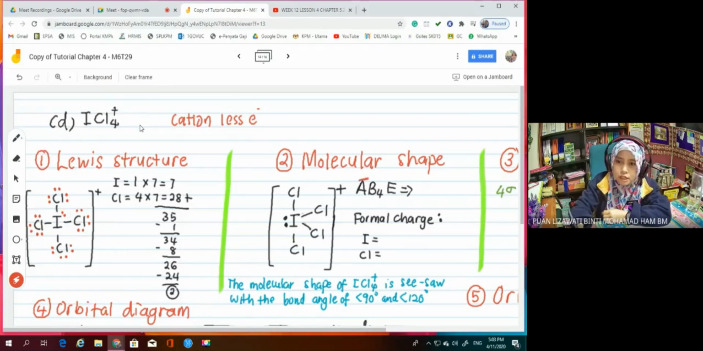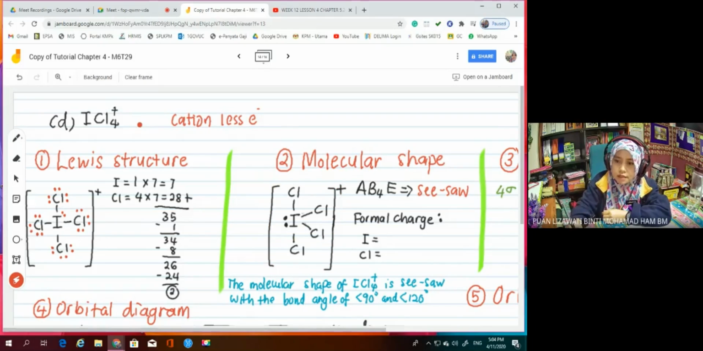So the class of molecule here is AB4E. So the shape here is seesaw. Next, you draw the molecular shape like this, and then you have to draw the square bracket and the charge.